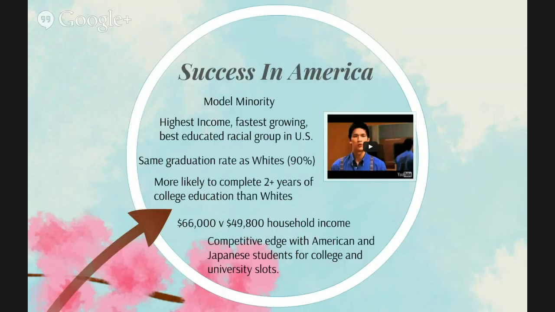They have the highest average household income of $66,000 a year versus the $49,800 in the average white American household income. And they've maintained a competitive edge with American and Japanese students for college and university slots, which means that they not only have come and had success in high school, but they have had success in our colleges, in the application and in the education process that we call higher education here in the United States.